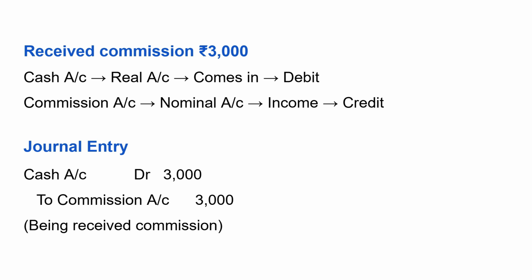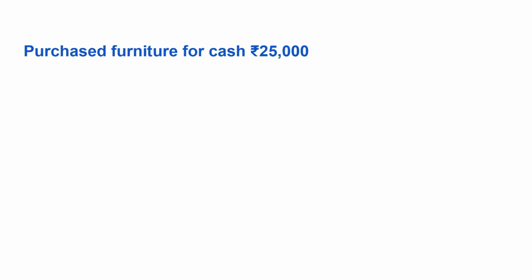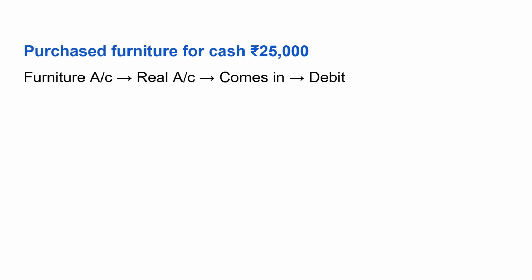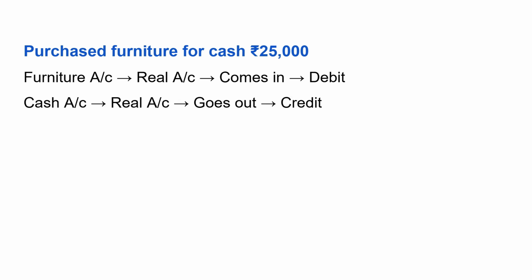Next, purchased furniture for cash 25,000 rupees. Here the two accounts affected are furniture account and cash account. Furniture account. Furniture account is real account. Why? Because furniture comes in the business. So the rule for real account is debit what comes in. So furniture is debited.